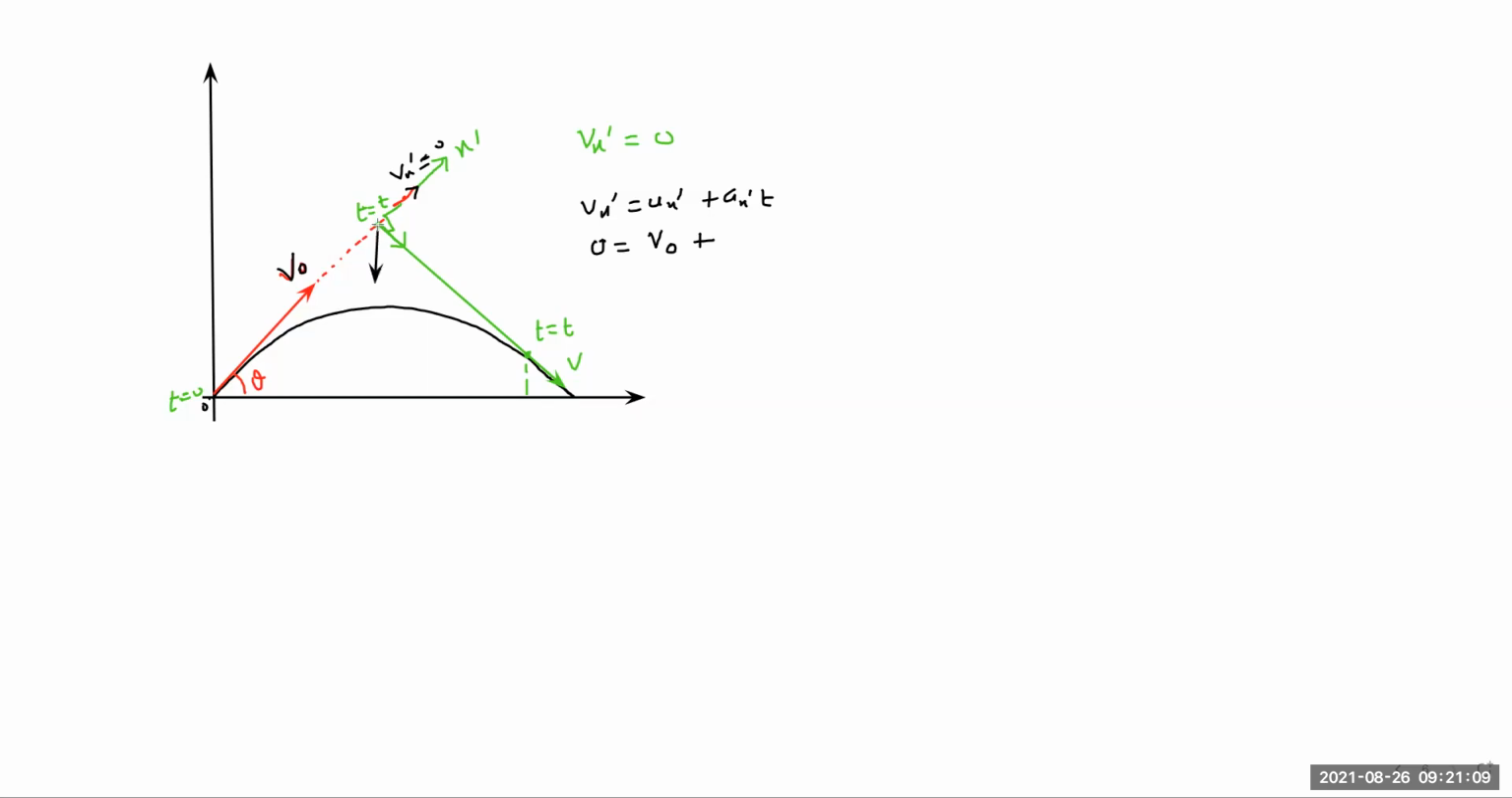So you can draw something like this. G is acting this way. So this angle is how much? So what is the component of G along the x dash? Minus G sin theta. Correct. So what we are getting is V naught minus G sin theta into T. So T is how much?